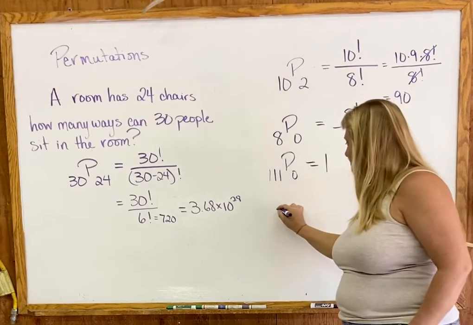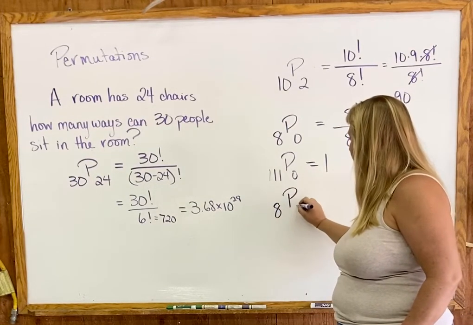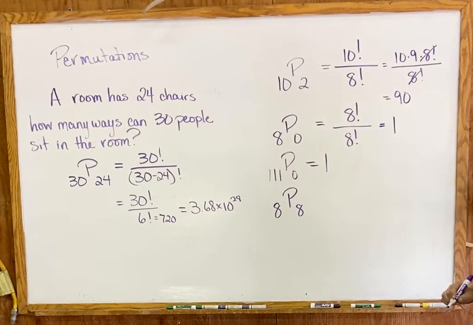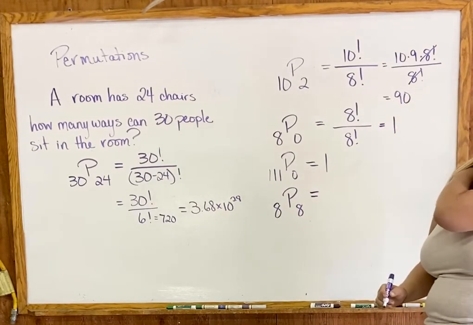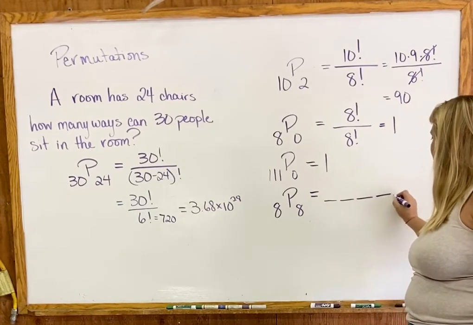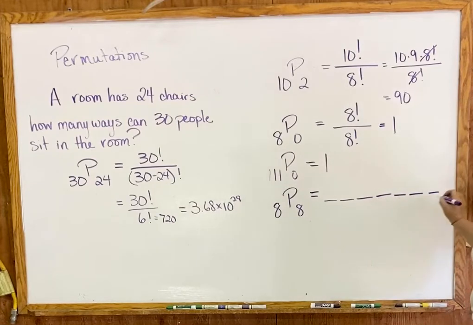Okay, now, what if we had 8 permute 8? I don't know why I started with such a huge number, but that's okay. So 8 permute 8. Now I want to do this in 2 different ways. I want to go back to our pigeonhole method. 1, 2, 3, 4, 5, 6, 7, 8.